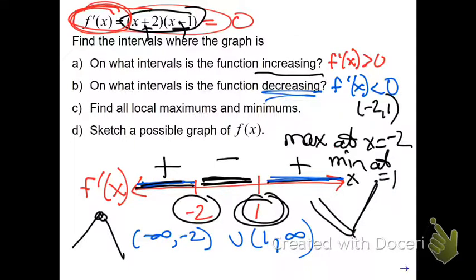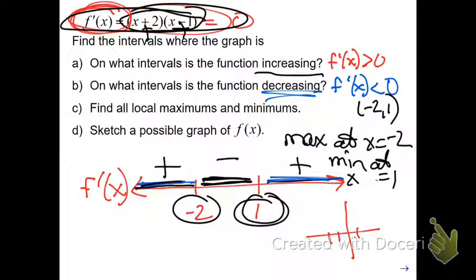Now, to sketch a possible graph, I kind of need to clean this up. First of all, this derivative is a parabola. If the derivative is a parabola, then the original function was a cubic. So I can kind of already guess what this is going to look like because I took it easy for this one. This is going to be a very sloppy sketch.